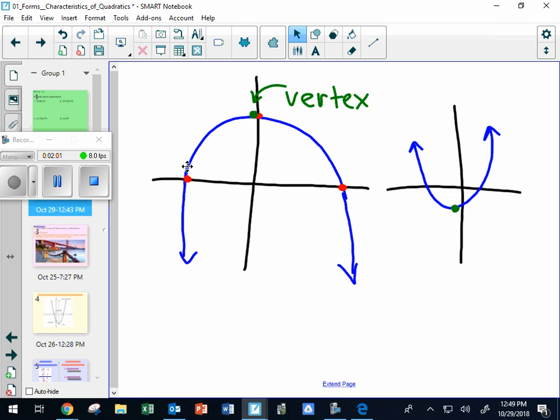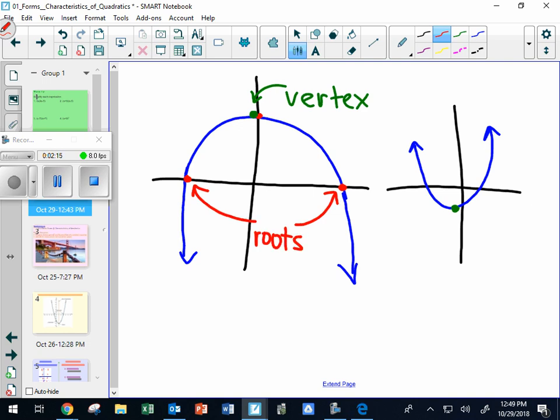All right? So we have our vertex, we have our y-intercept, and we have our x-intercepts. And for the x-intercepts, we are actually going to call them roots. So if we look at this, these are 4 important aspects of what we are going to be learning.